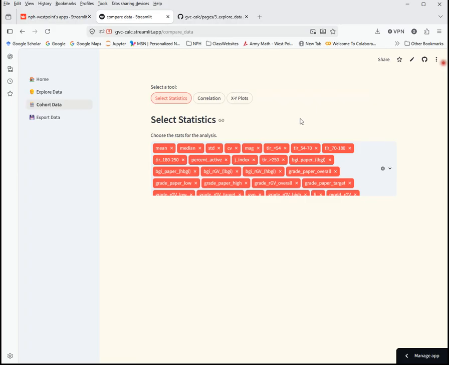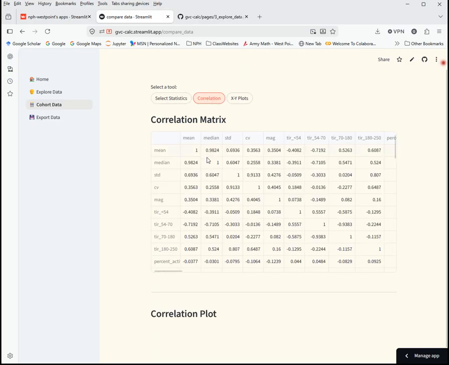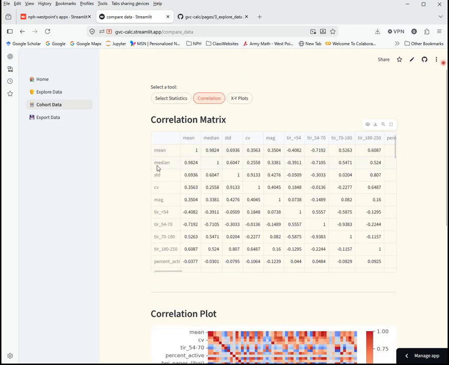That's the way to just look at the correlation matrix, and that tells you if two particular statistics are in fact linear. For example, if you looked at the mean, you could tell that the median and the mean are pretty correlated. 0.9824 is a pretty high correlation coefficient. And standard deviation, you can see.